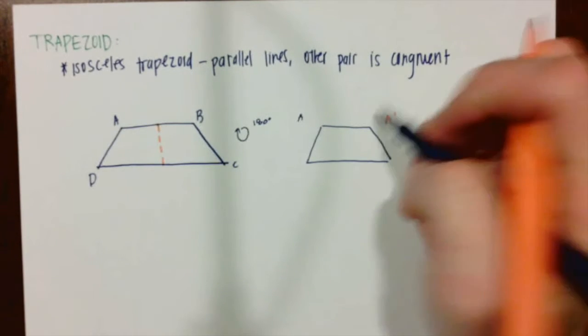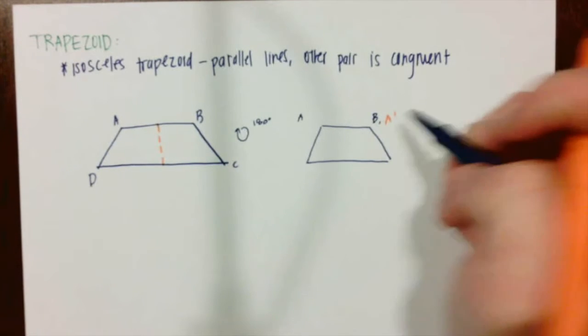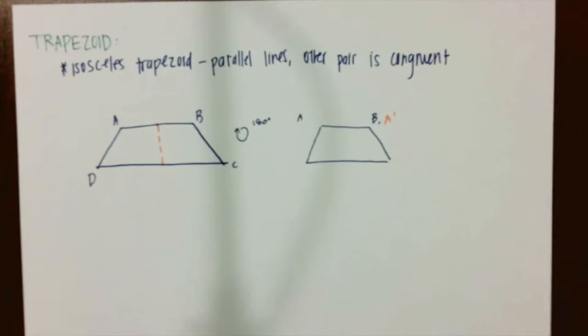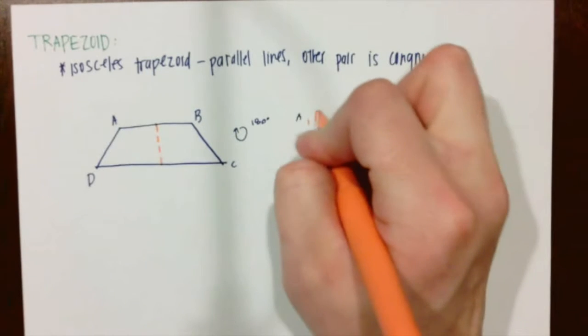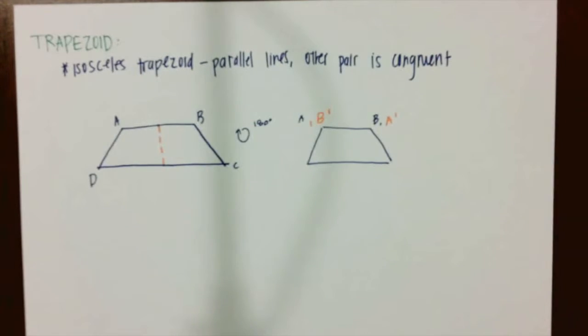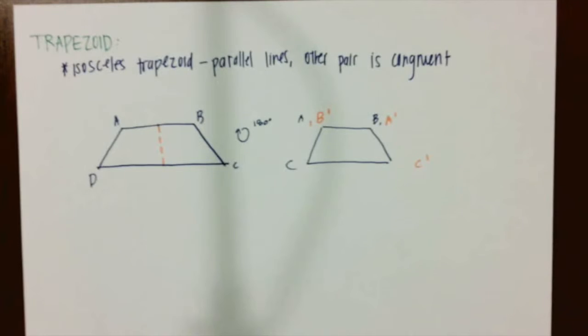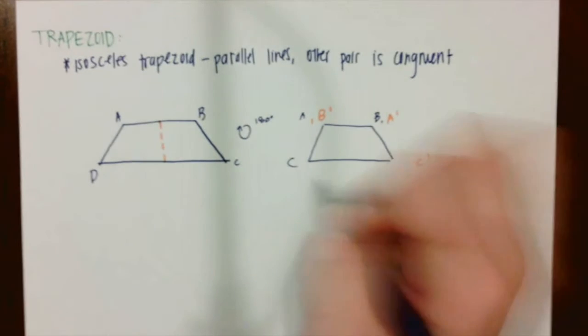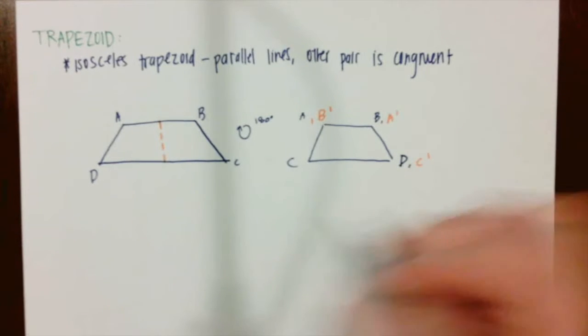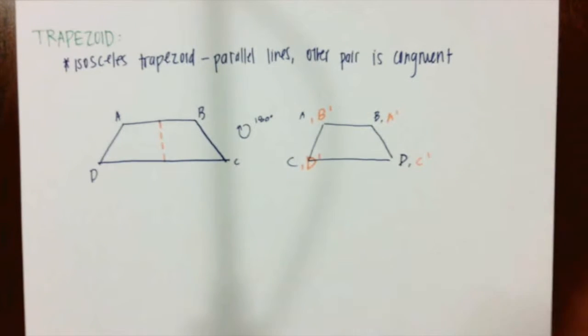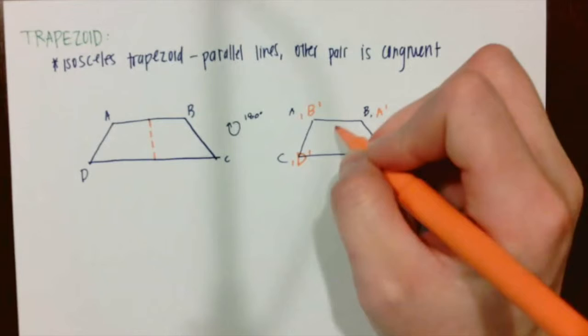B started right here, but when I flip it and do that little swivel, it ends up over here. C started right here, but after the flip, it ends up over here. And D started out over on the right side, but after the flip, it ends up over here on the left side. We still have our axis of symmetry going down the center.